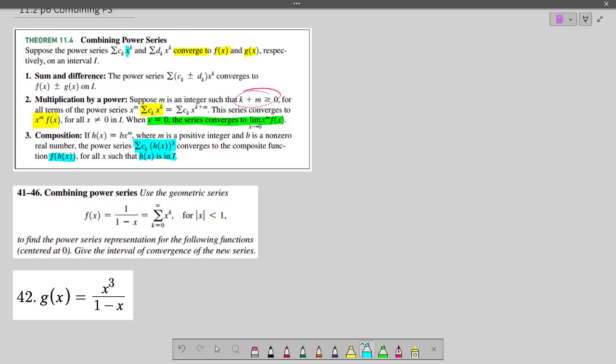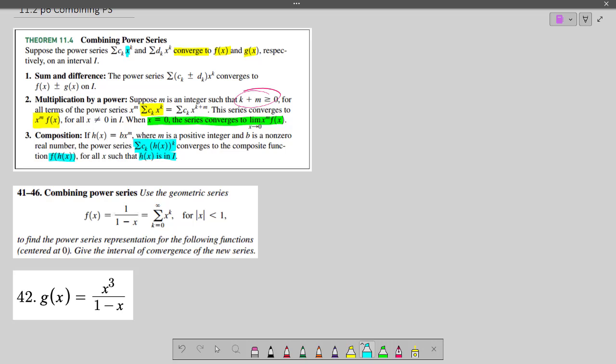Well, the power series that converges to f has an interval of convergence. So any x that's in that interval of convergence is going to cause convergence to this function f. So when you take the composite function, you stick the h in there, the h's have to give you numbers that would be in the interval of convergence for the f function, or you would have divergence.